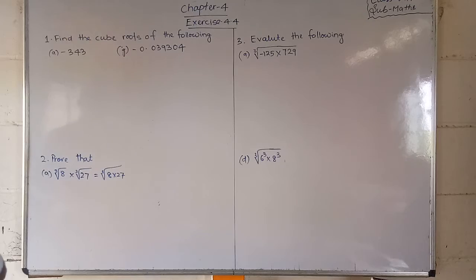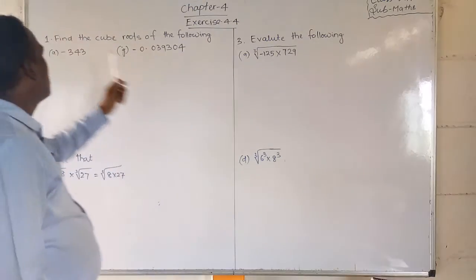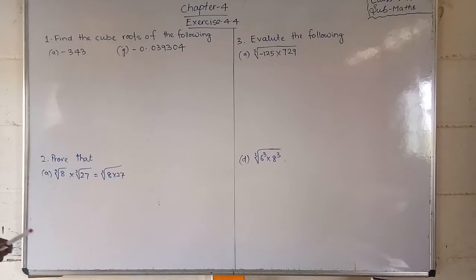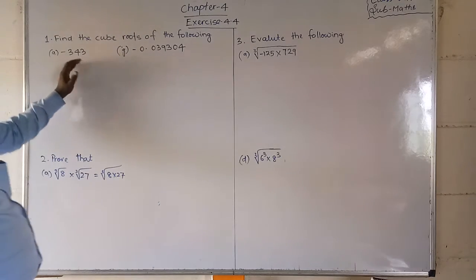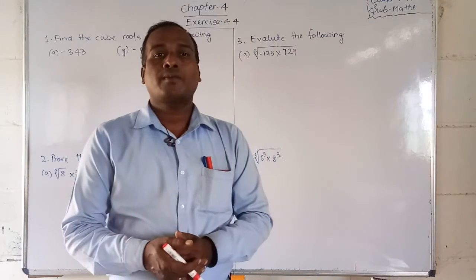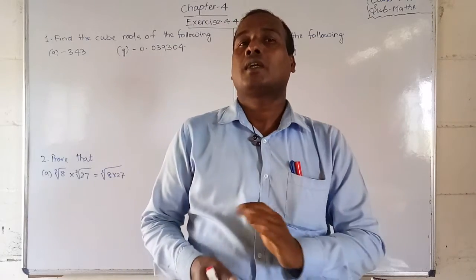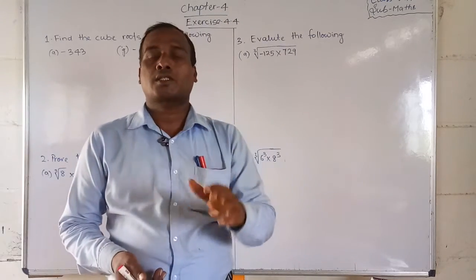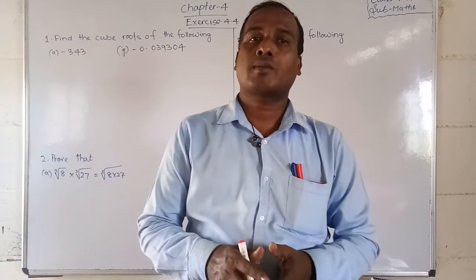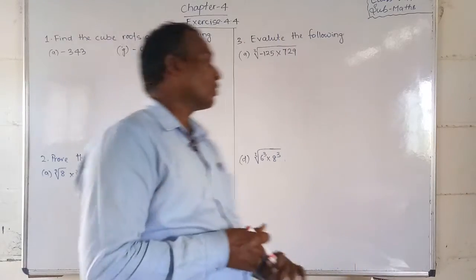So see students, first question, exercise 4.4: find the cube roots of the following. How do you find the cube root? Students, by the prime factorization method you have to make groups of three factors. If you can make such groups, then we can find the cube root of the given number. So let us see now.